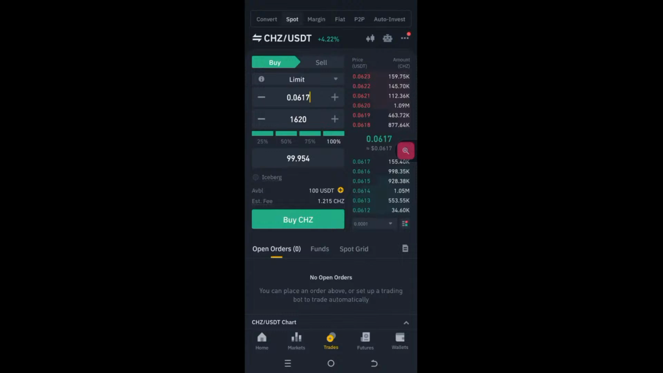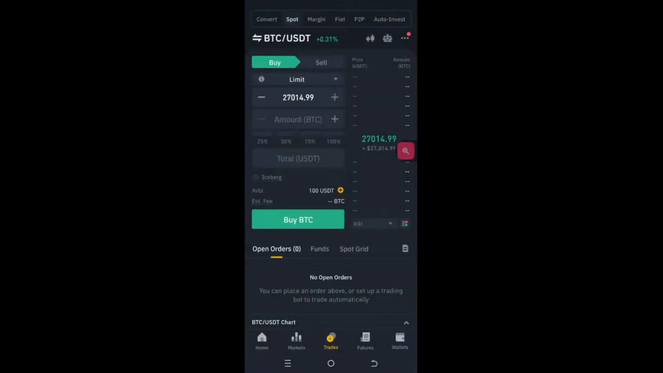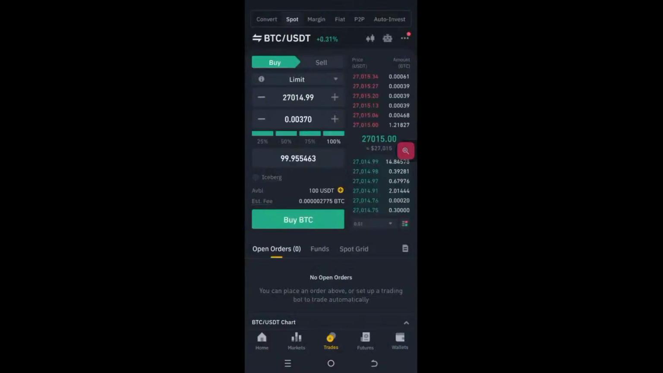Okay, so let me go to BTC. I'm just going to do a quick simulation to understand why I will go for that particular market of BTC versus putting it against USDT. So I have to choose the lowest price, and that is on the BTC market. Are you getting that? So now if I choose this, I'm going to have to buy 100. So this is going to give me 0.00370.